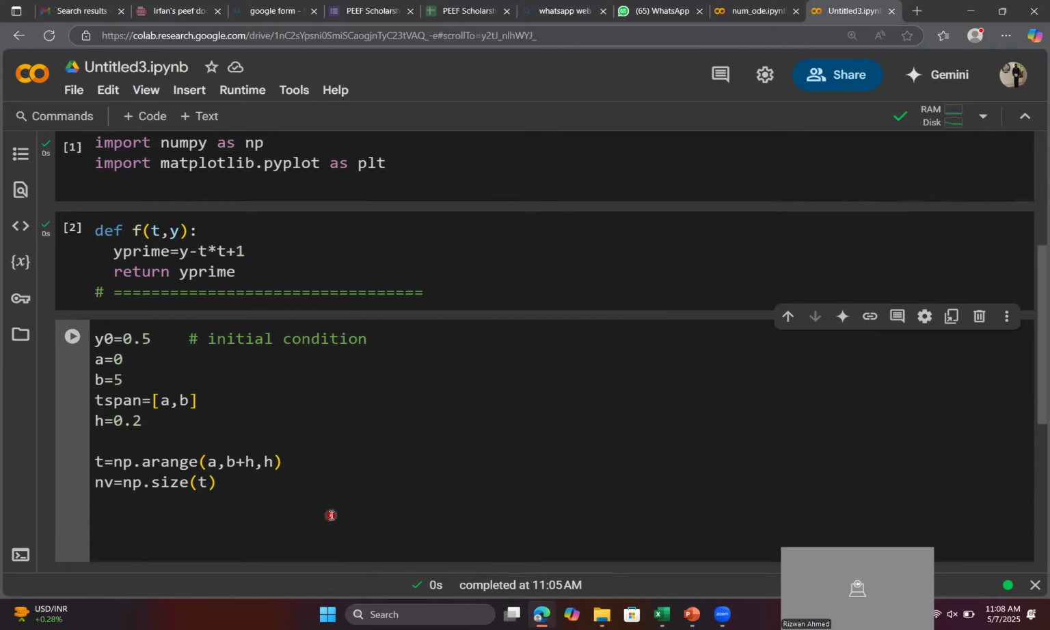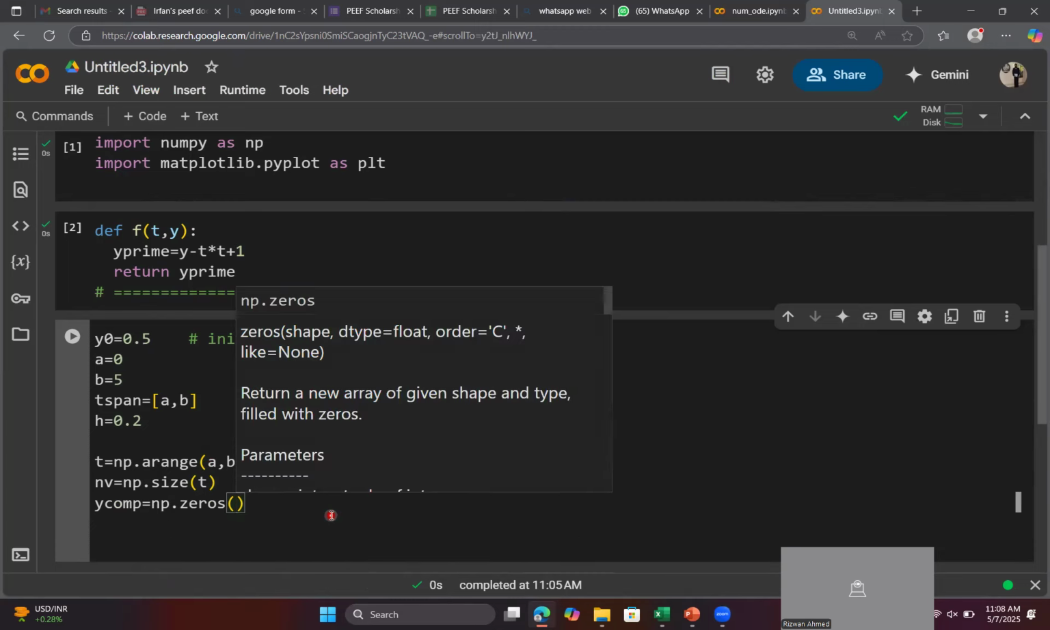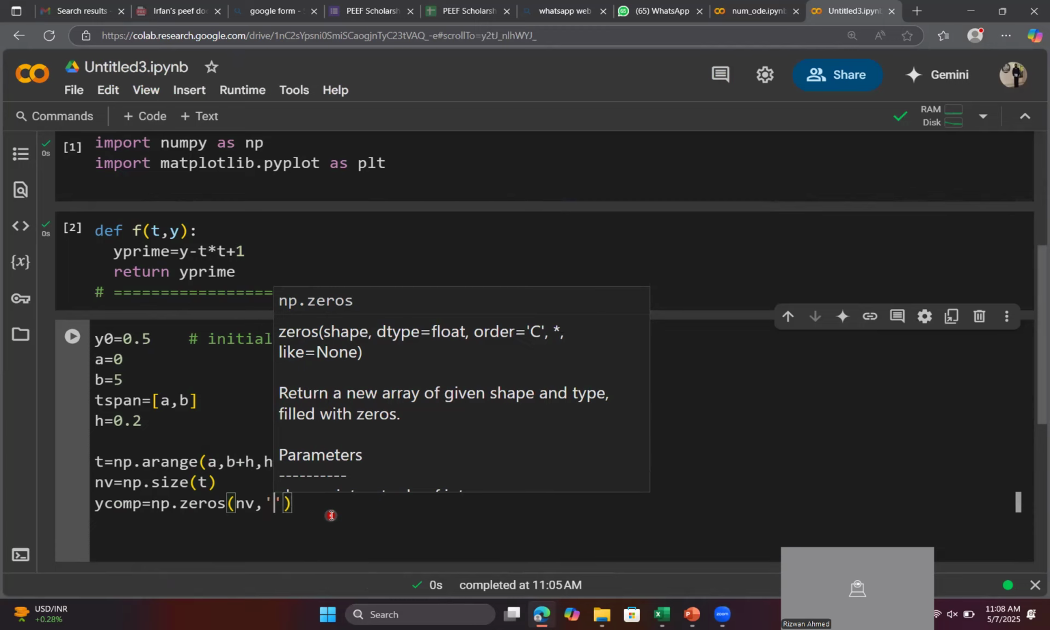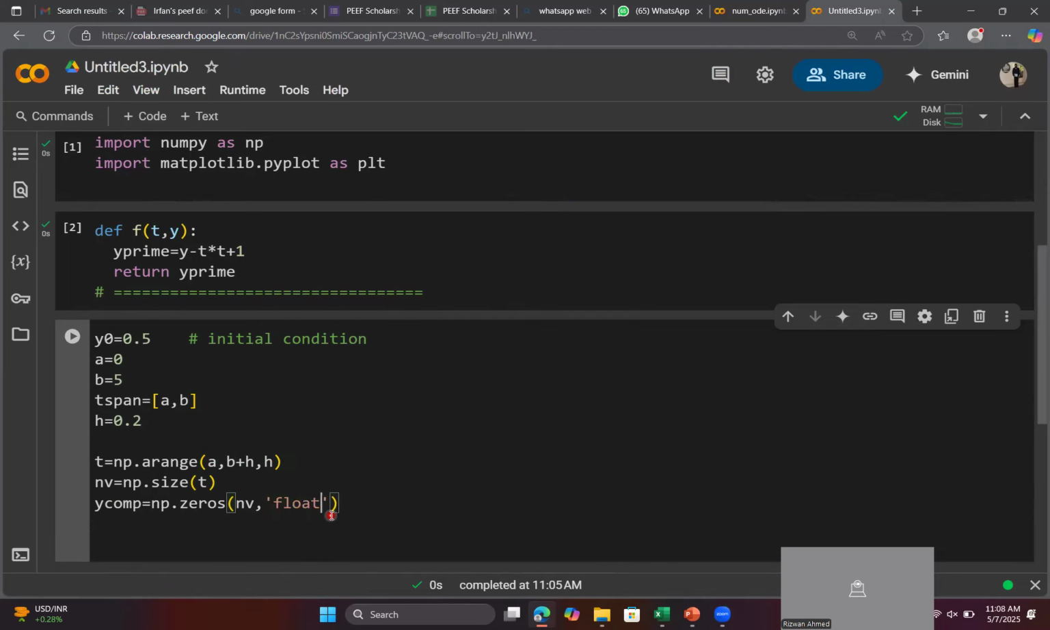Then I generate a vector, I call it y computation. It should be a numpy zeros array with n points, and its data type should be float. So up to this point, these are the generation of storing vectors and all the initial stuff: specification of the initial condition, time step, time vector generation, and the calculation vector generation.